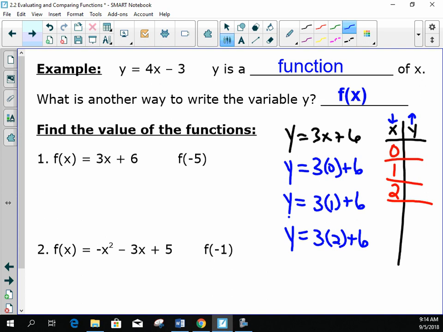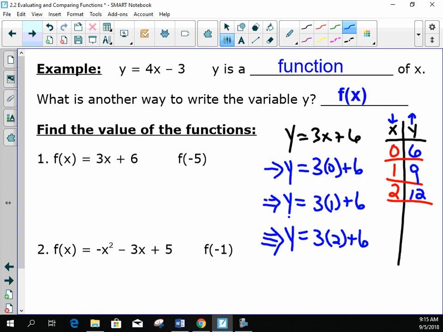So when x equals 0, what does y equal? Right here. When x equals 0, what does y equal? So yeah, 3 times 0 is 0, plus 6 is 6. So when x equals 0, y equals 6. When x equals 1, what does y equal? When x equals 2, what does y equal? 12.